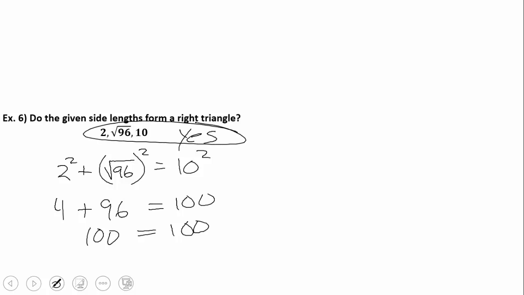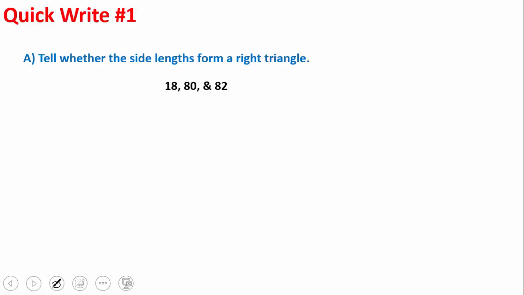All right, that was pretty straightforward, ladies and gentlemen. The converse of Pythagorean's theorem. Here we go with our quick write, our first one of the night. Tell whether these side lengths, 18, 80, and 82, form a right triangle. Take a quick break, come back, video number 2 in just a few.